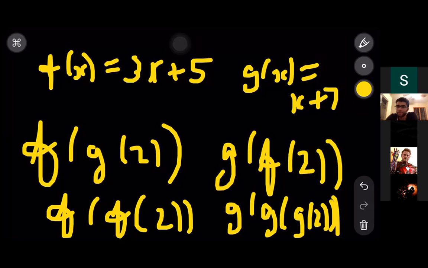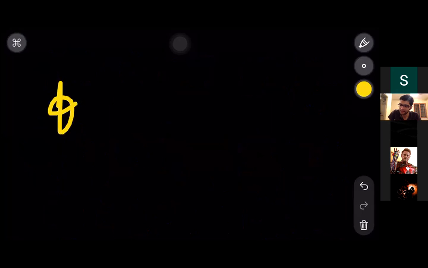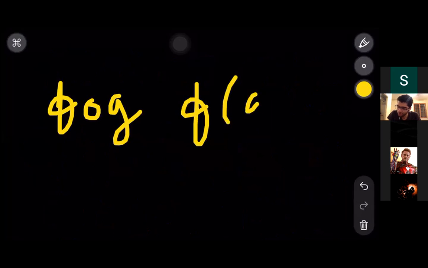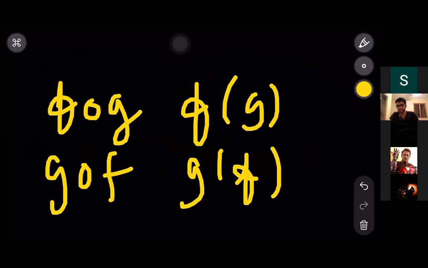Okay, good. So this is called composition of functions. And the notation is not usually with all these brackets. What people do is they write it like this. So this means f of g, so f of g of something. If you write it like this, then it means g of f of something. So this is the short notation to write composition of functions.